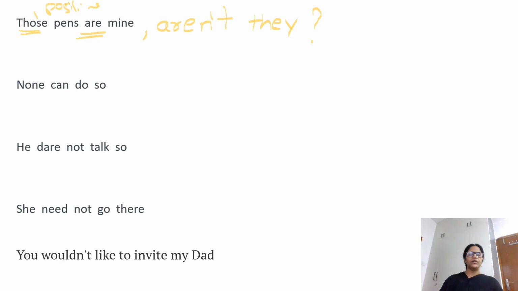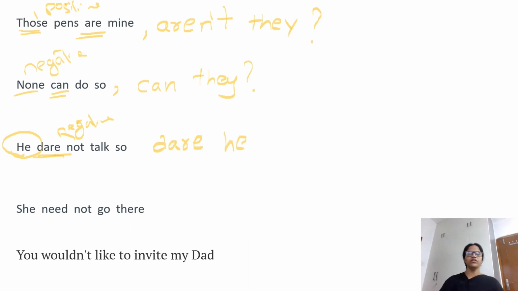None can do so. Auxiliary verb is can and the statement is negative. We need a positive tag. Can they? He dare not talk so. Here the verb is dare not and the statement is negative. Need a positive tag. Dare, and the subject is he. Pronoun form we should use he.